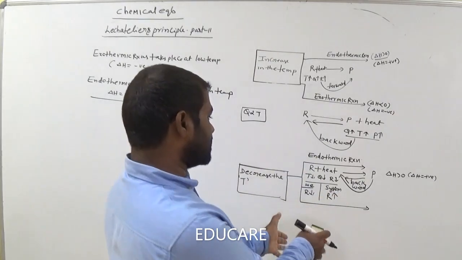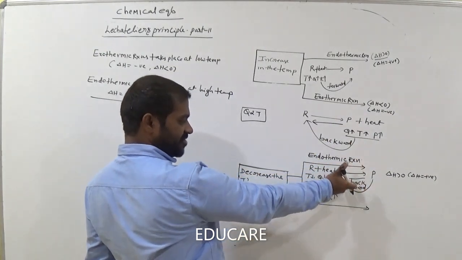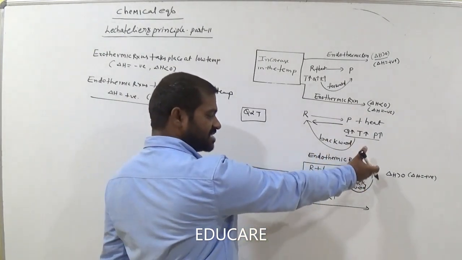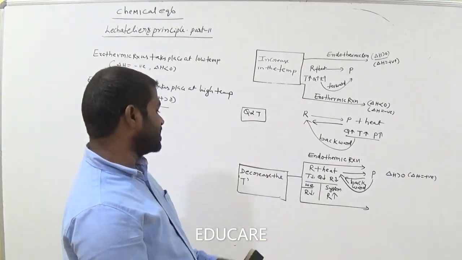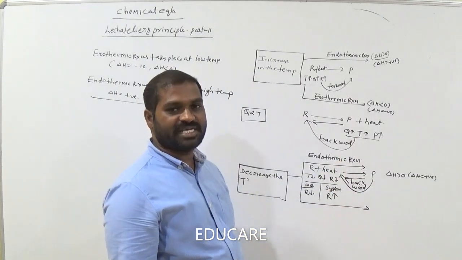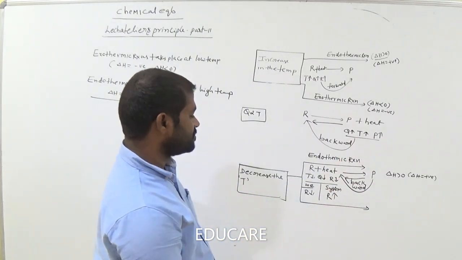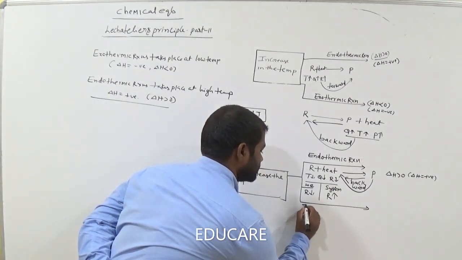So how is reactants concentration increased? When product concentration is shifted towards reactants. That means the reaction proceeds in the backward direction. Is it clear? So decreasing the temperature, then the endothermic reaction becomes backward direction. Is it clear? And come to here for the exothermic reaction.